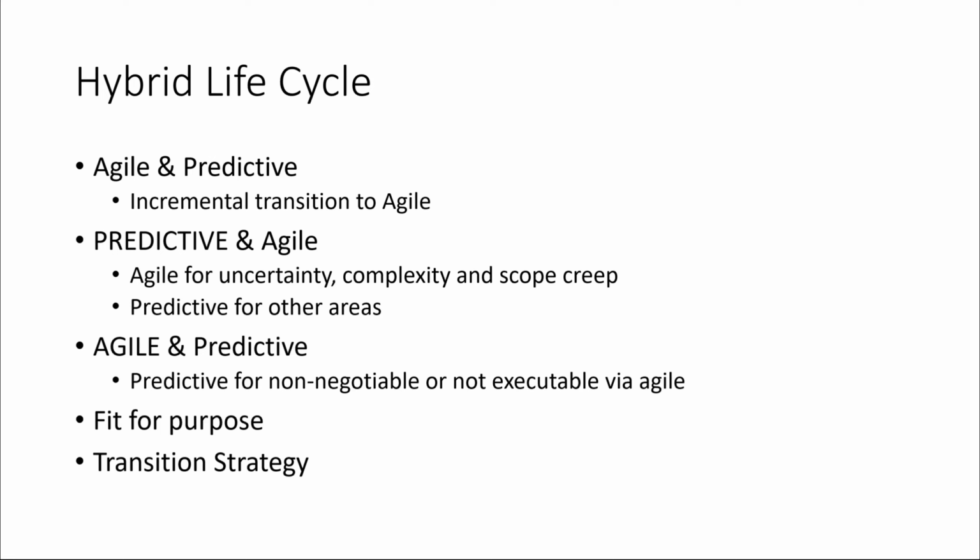Predominantly predictive approach with some agile components. Figure 3-8 on page number 28 shows a small agile element within a chiefly predictive project. In this case, a portion of the project with uncertainty, complexity, and opportunity of scope creep is being tackled in an agile way, but the remainder of the project is being managed using predictive approaches.